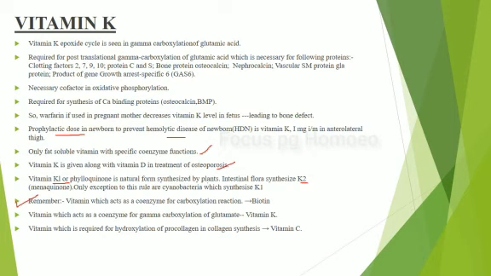Coming to vitamin K, it is seen in gamma carboxylation of glutamic acid. It is required for post-translational gamma carboxylation of glutamic acid, necessary for clotting factors 2, 7, 9, 10, protein C, protein S, bone protein, osteocalcin, nephrocalcin, vascular smooth muscle protein, and Gas6 protein, a product of the gene growth arrest specific 6. It's a necessary cofactor for oxidative phosphorylation and is required for the synthesis of calcium binding proteins, osteocalcin and BMPs.